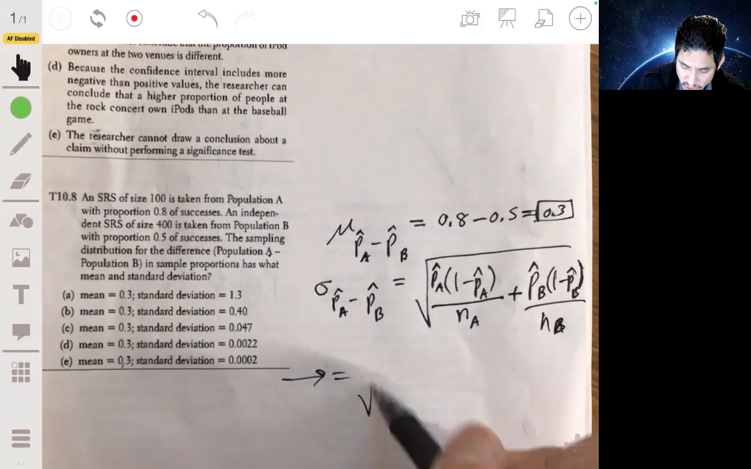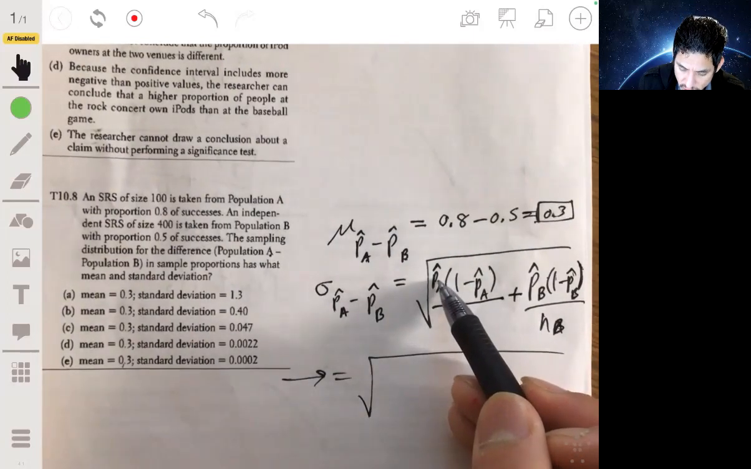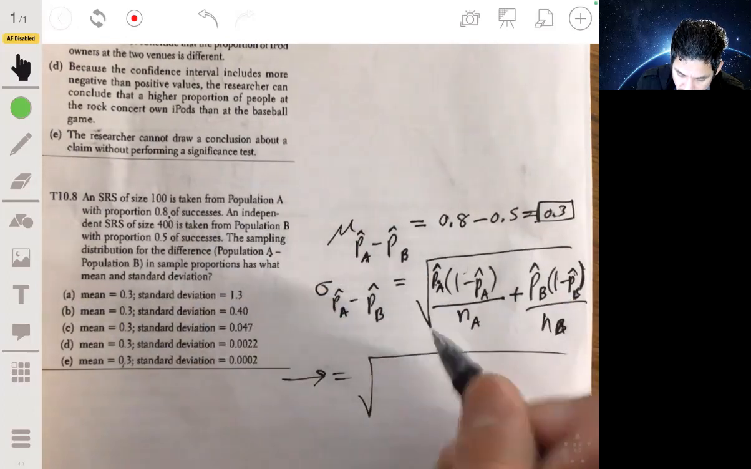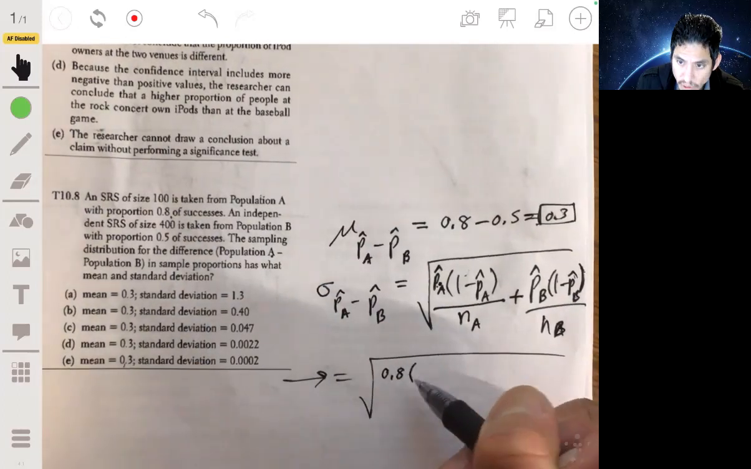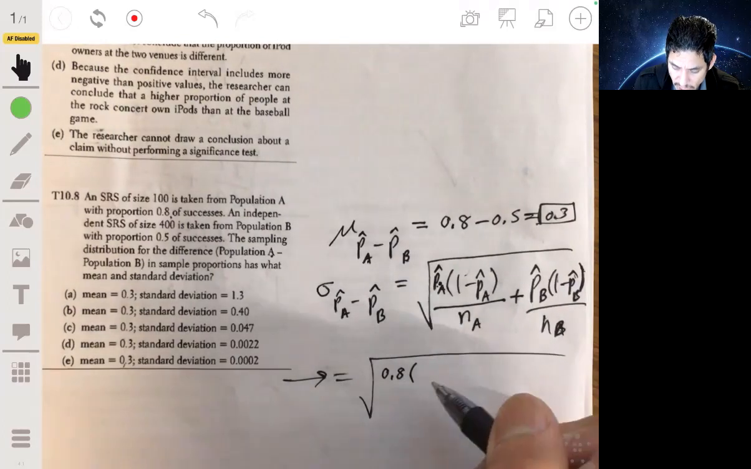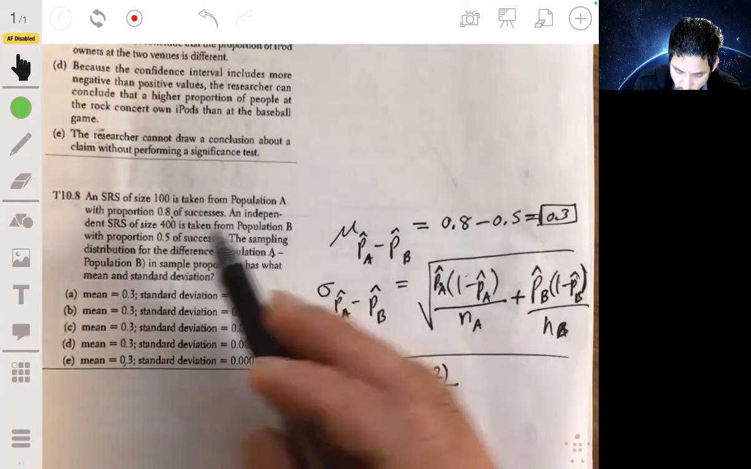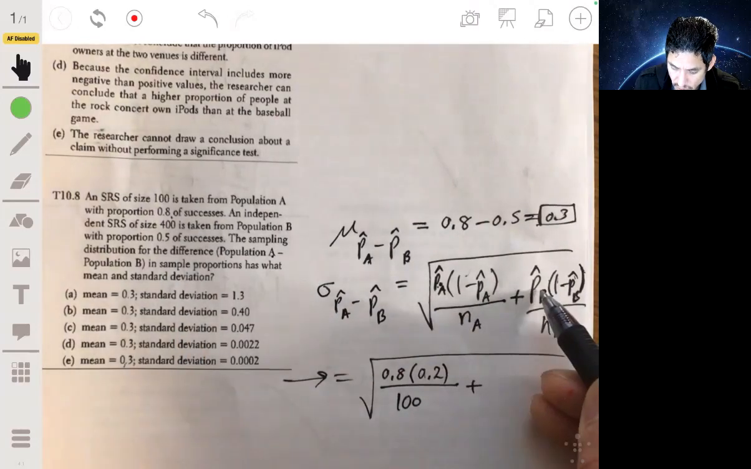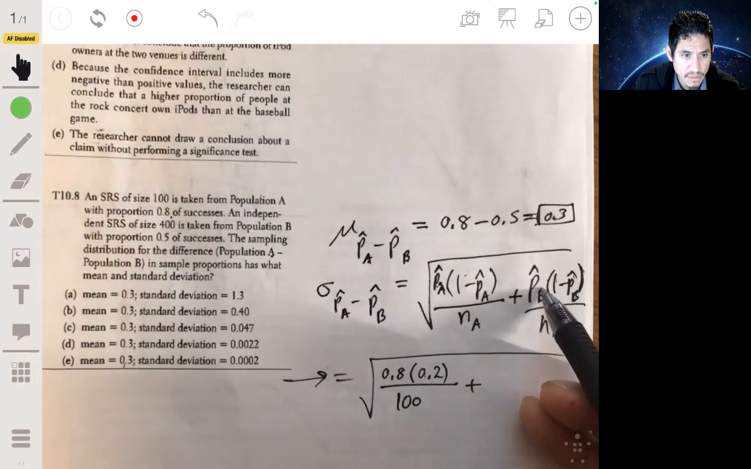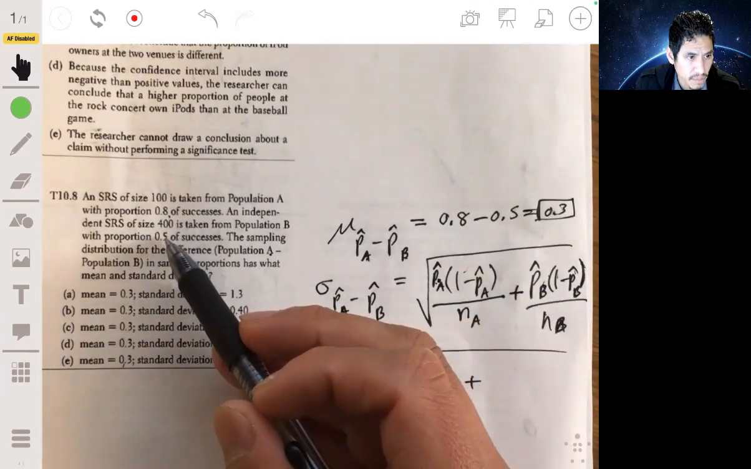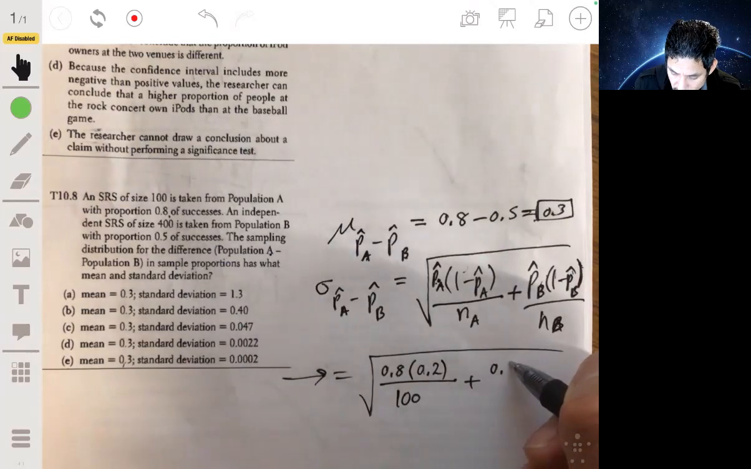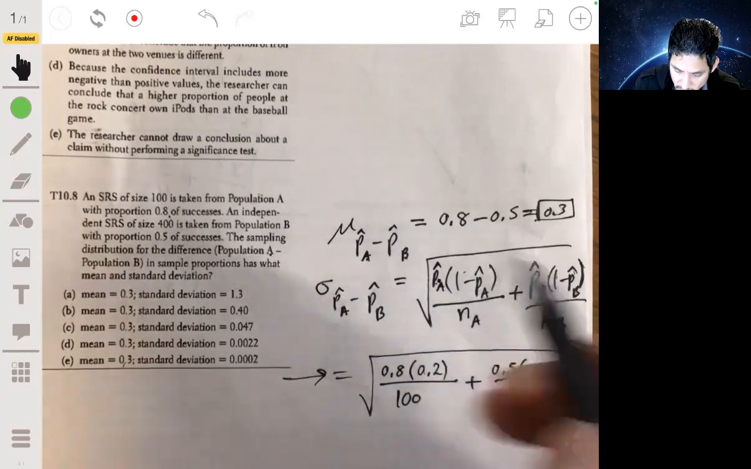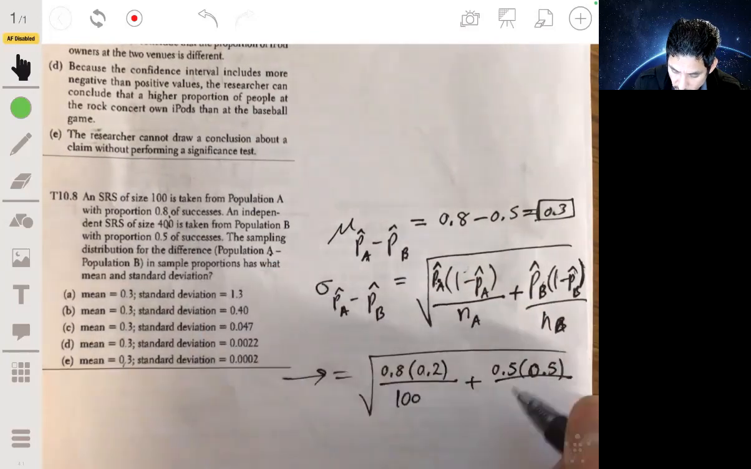So then for population A, it's 0.8 times 1 minus 0.8, or 0.2, over 100, plus for population B, or group B, the proportion is 0.5. 1 minus 0.5 is the same thing, so 0.5 times 0.5 over the sample size of group B, 400.